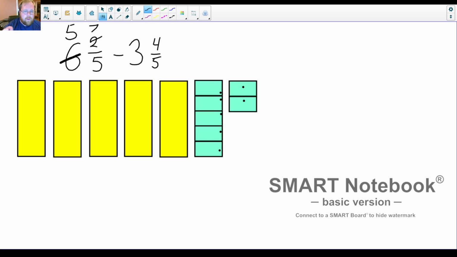We didn't take any away. We didn't add any. It's the same number, but now we borrowed one from the whole. Okay, so now we have to take away 3 and 4 fifths. Now we can take away 4 fifths.